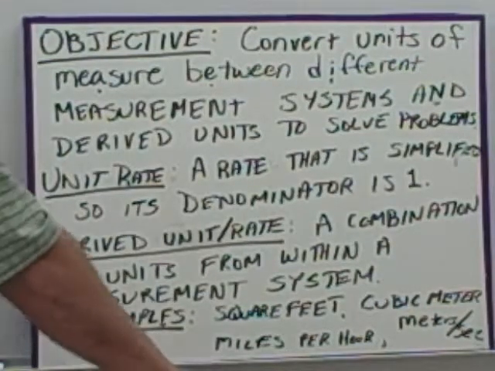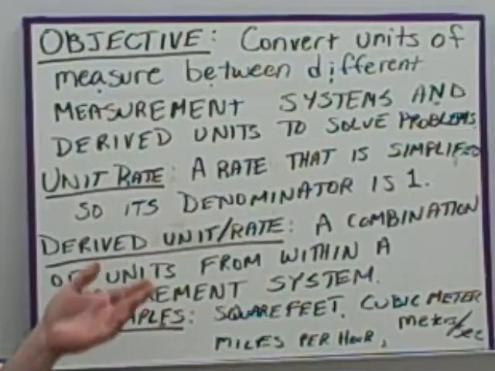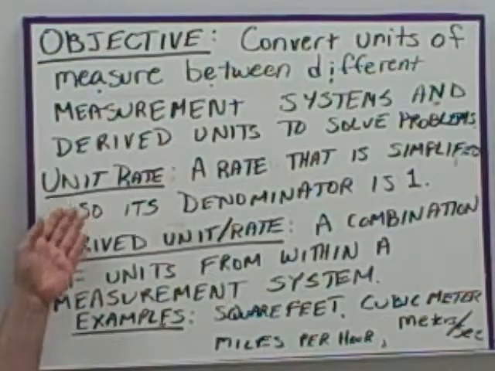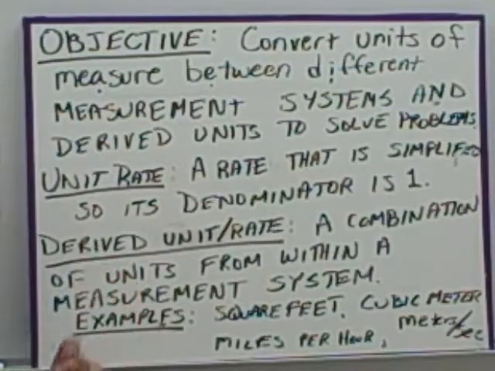So, the objective of this video is to convert units of measure between different measurement systems and derived units to solve problems. Now, to understand that, we need to know about unit rate. A unit rate is a rate that is simplified so its denominator is a 1.